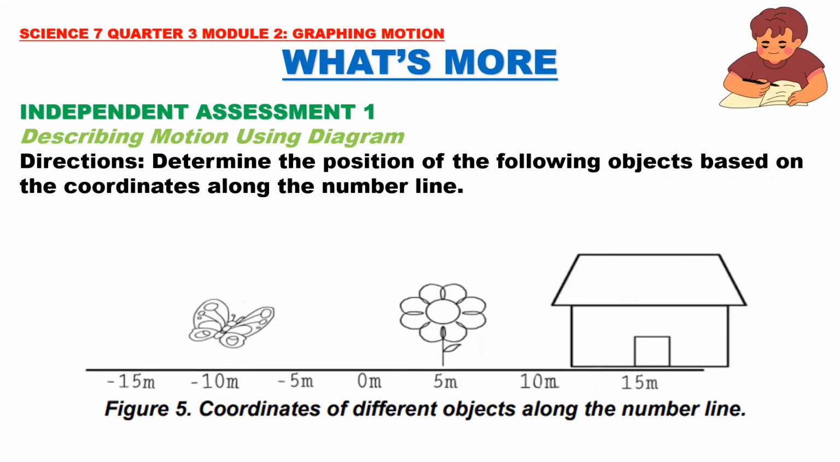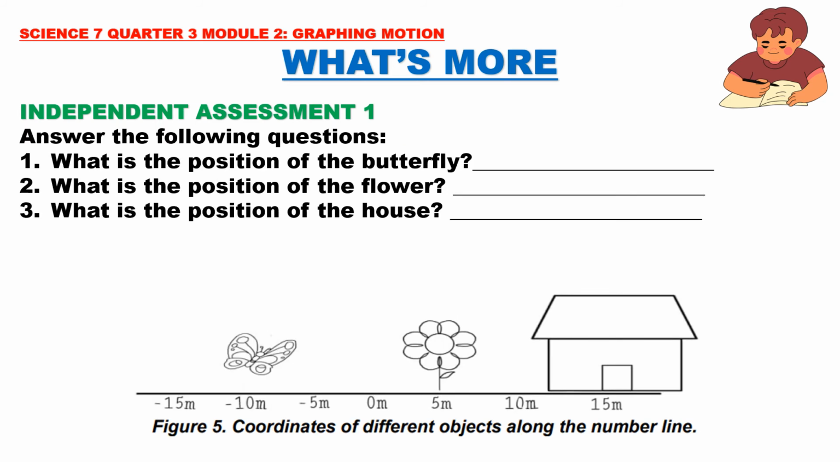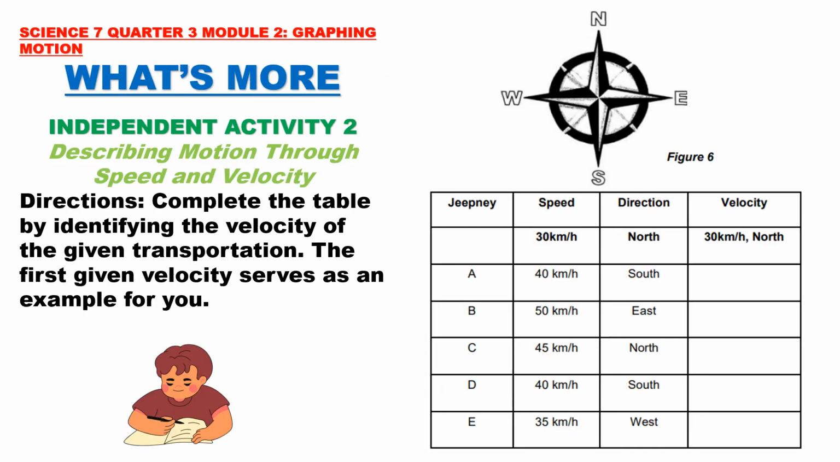Next, independent assessment 1, describing motion using diagram. On direction, determine the position of the following objects based on the coordinates along the number line. So, ang first question, what is the position of the butterfly? Ito yung butterfly. 2, what is the position of the flower? And 3, what is the position of the house? Take note of the positive sign and the negative sign. A positive sign means to the right, and a negative sign means to the left.